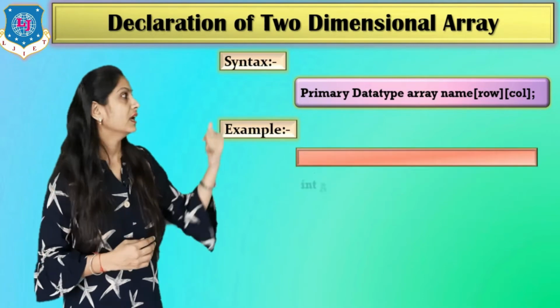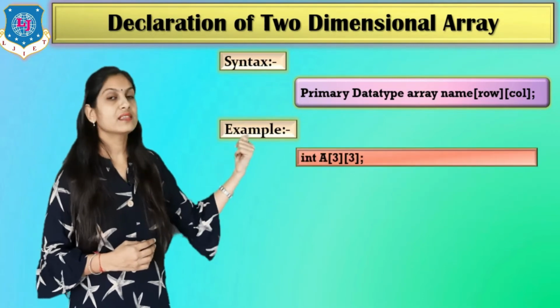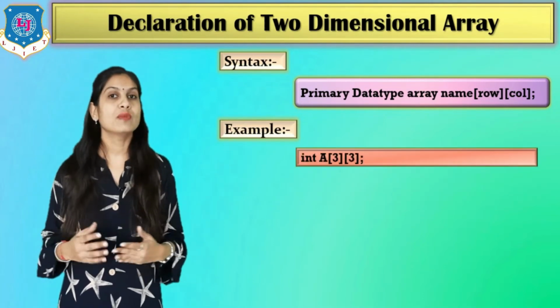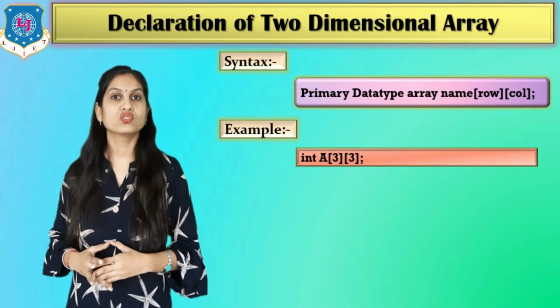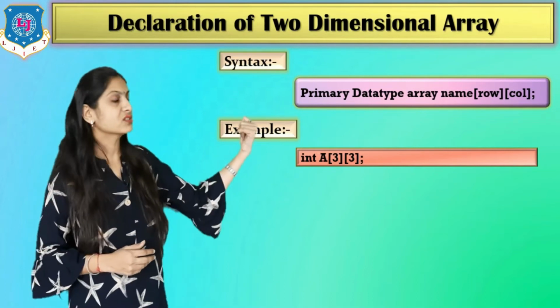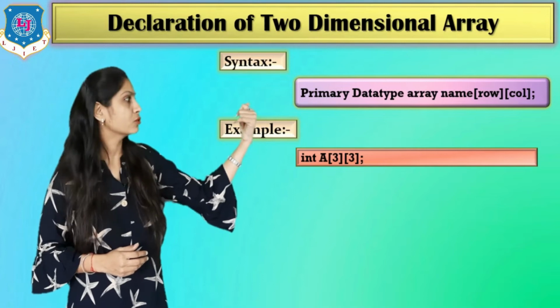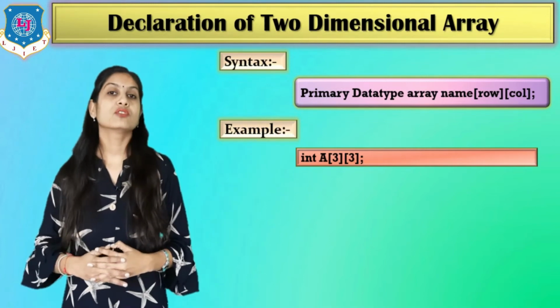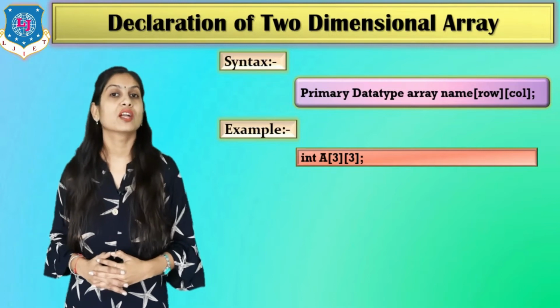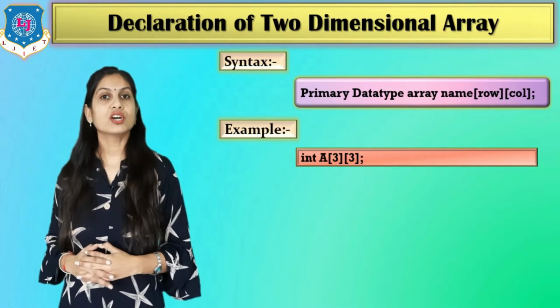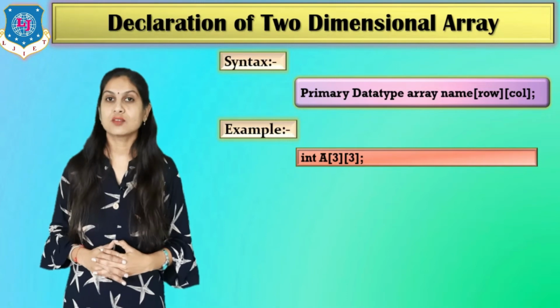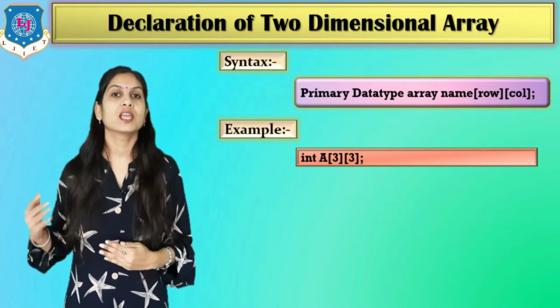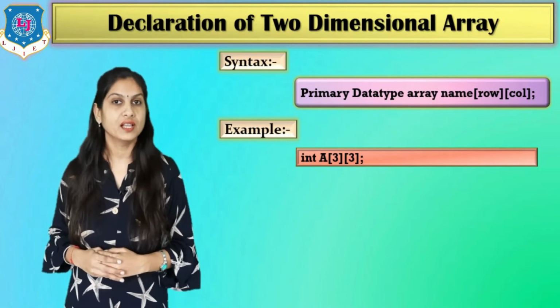Now the example is what? Suppose I take the integer data type and the array name is A, and how many rows and columns do you want? Suppose 3. Then the first is a size 3 row and the second is a size 3 for the column. So it is nothing but the indication of a 3 cross 3 matrix. Whenever your requirement is for matrix operations, then you compulsorily have to use the two-dimensional array.